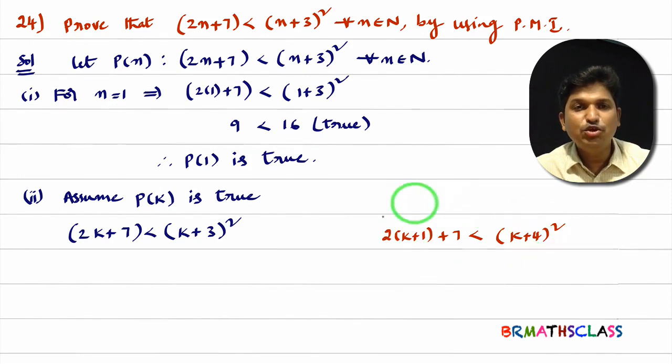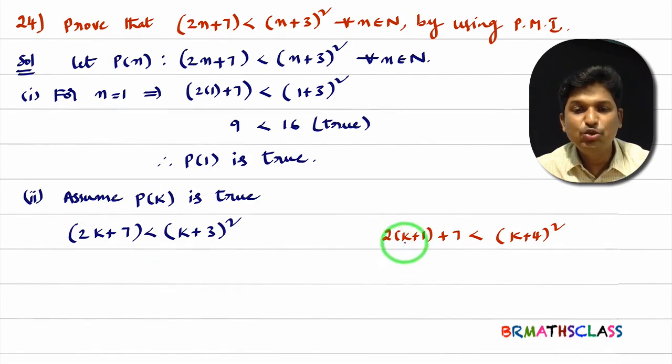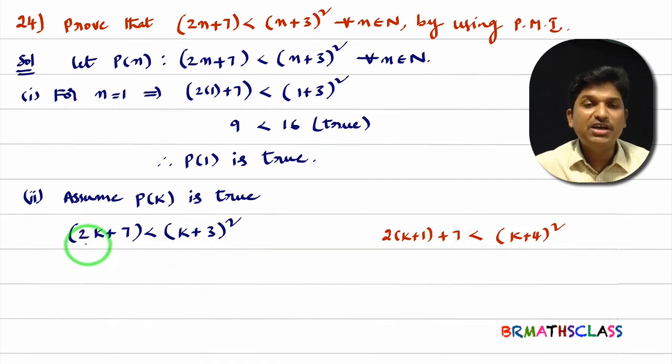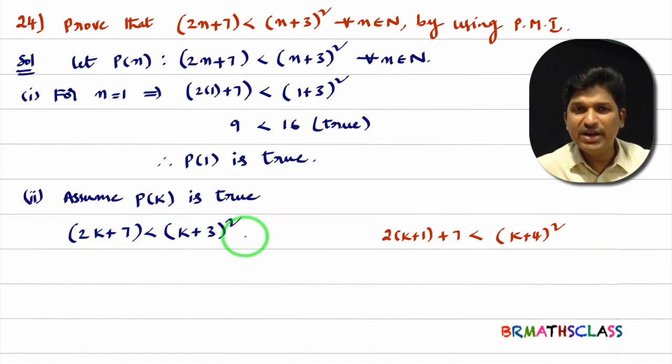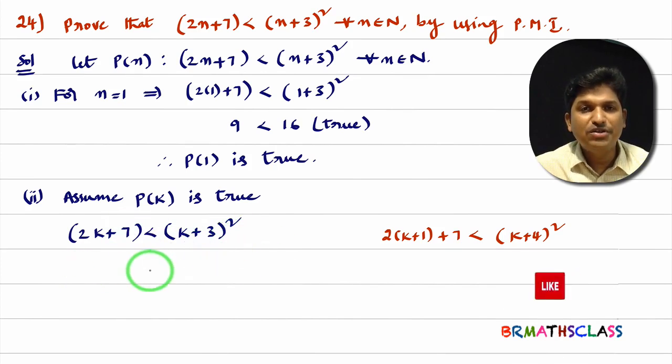Now I am trying to prove this. I am trying to prove P of k plus 1 is true. So you observe here, this is 2k plus 2 plus 7. 2k plus 2 plus 7, that is 2k plus 9. I need 2k plus 9 on the left hand side. You look here, here 2k plus 7 is there. To get 2k plus 9, I'll add 2 to this inequality on both sides. Just to get the answer, you add 2 to this inequality on both sides.